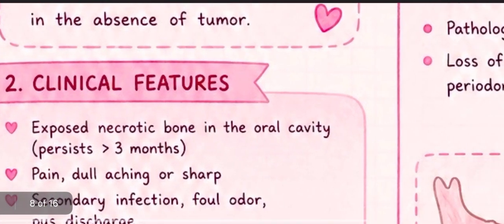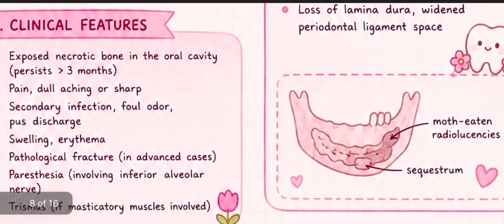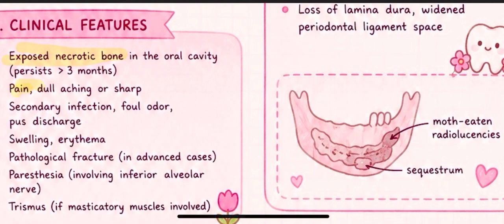Next comes the clinical features. Under these clinical features, there will be exposed necrotic bone in the oral cavity which persists for greater than 3 months. And there will be pain, which is dull aching or sharp shooting pain. Then there will be secondary infection, foul odor, or pus discharge. You can see foul odor from this bone or any pus discharge, and swelling or erythema.